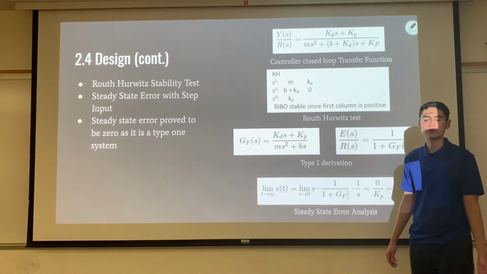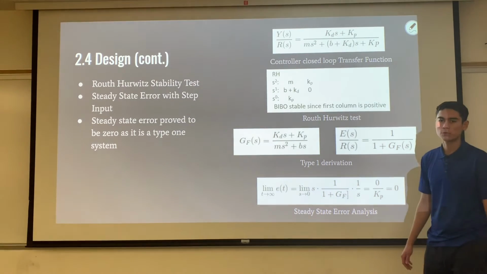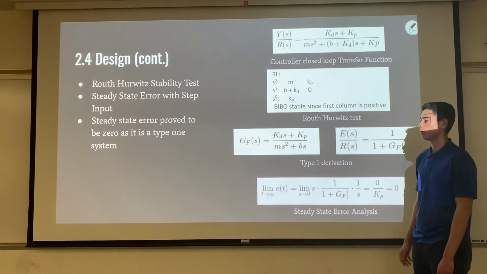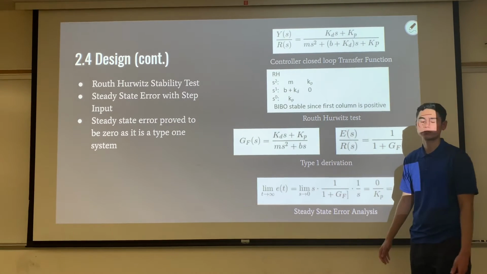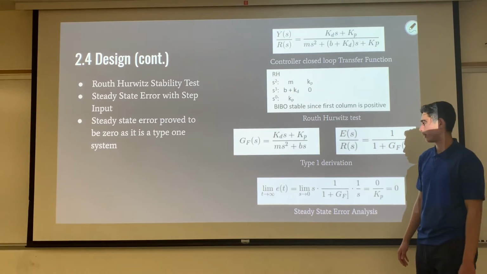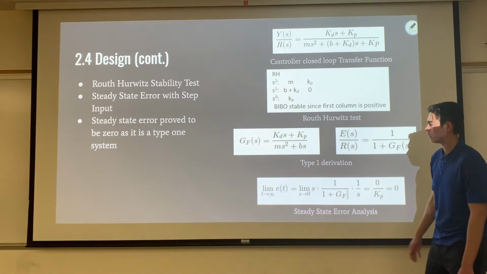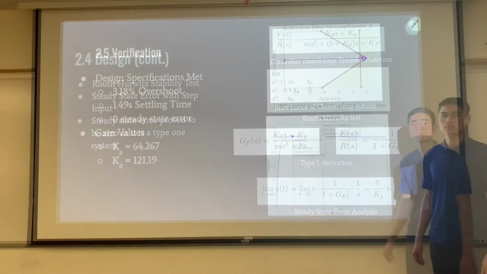We then went on to prove steady state error and to show that steady state error would be 0. Since it is a type 1 system, as the original transfer function has an integrator, it will always equal 0. But in order to prove the derivation, we took the open loop system of our controller block diagram, in which we implemented it into the derivation of a type 1 system. We then used the final value theorem in order to prove that steady state error would equal 0.